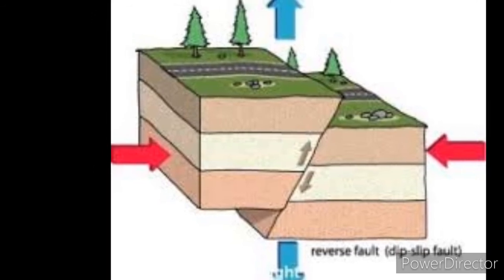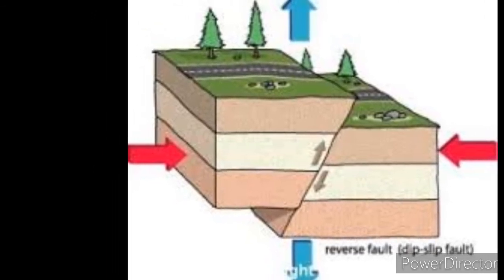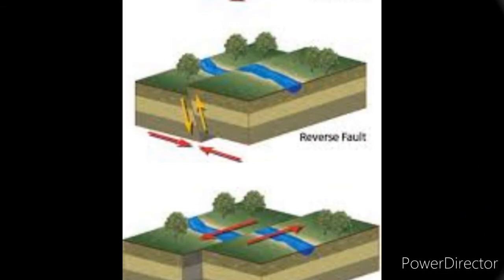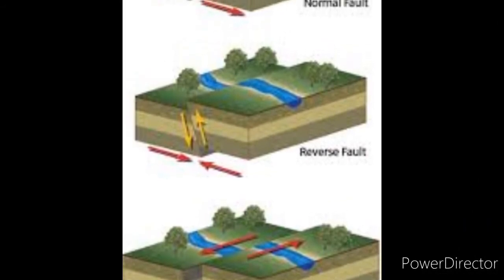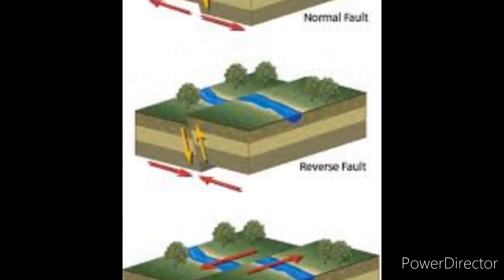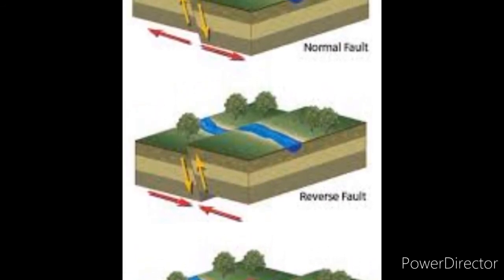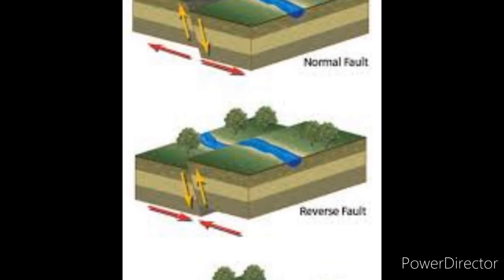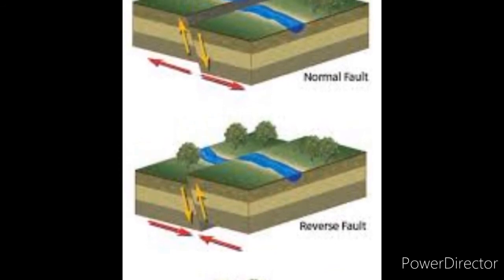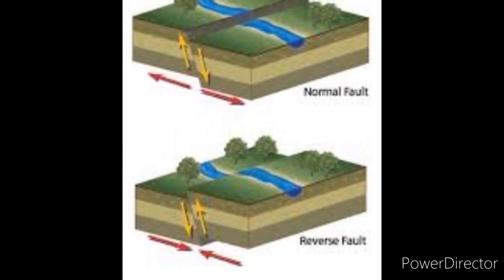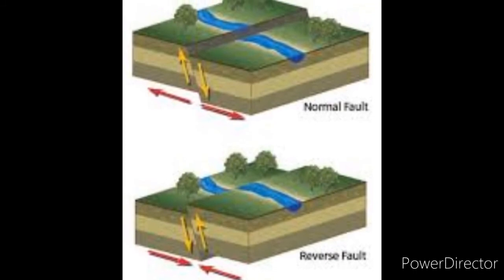From the focus, the earthquake vibrations travel in different directions. These are seismic waves. The earthquake waves are recorded by an instrument known as a seismograph. The magnitude of an earthquake is measured by the Richter scale. The numbers on this scale range from 0 to 9.